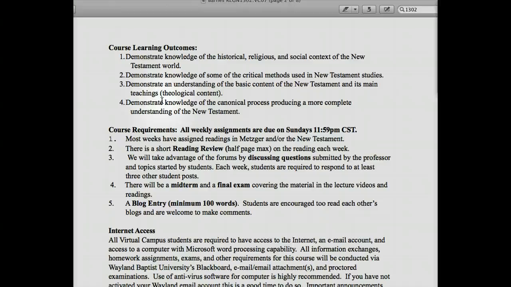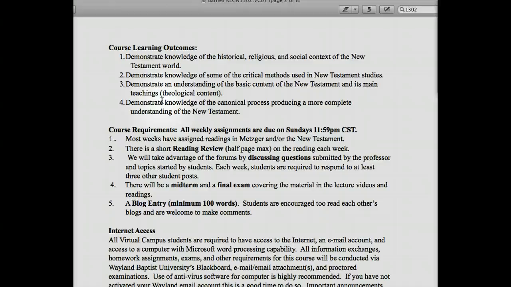Whenever you ask an intelligent question, and everyone can do that, what you're doing is using all the knowledge that you have and funneling it into this question. You have to know something about the historical, religious, and social context in order to ask an intelligent question that has to do with all three of those. We call that, in education, higher order thinking skills.